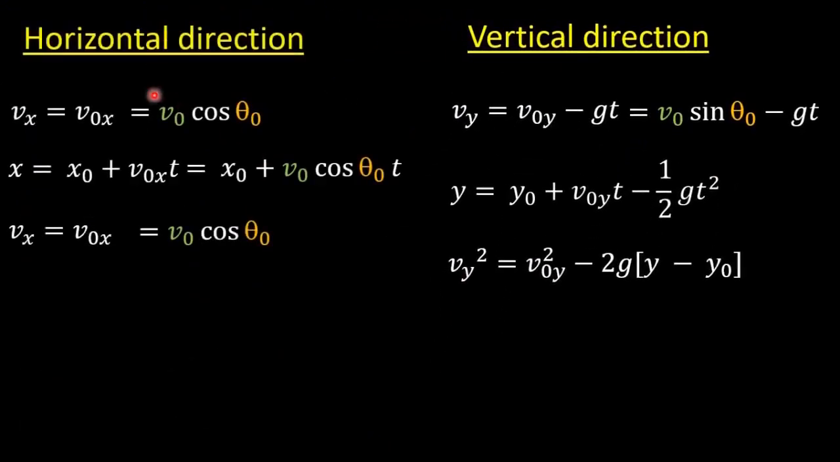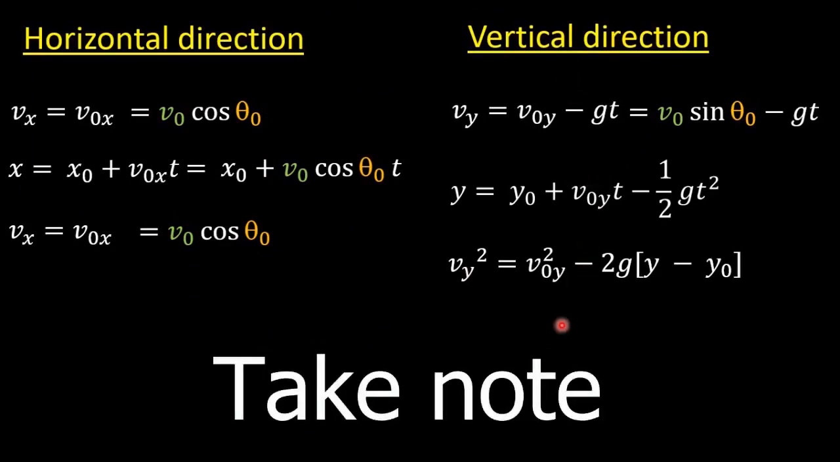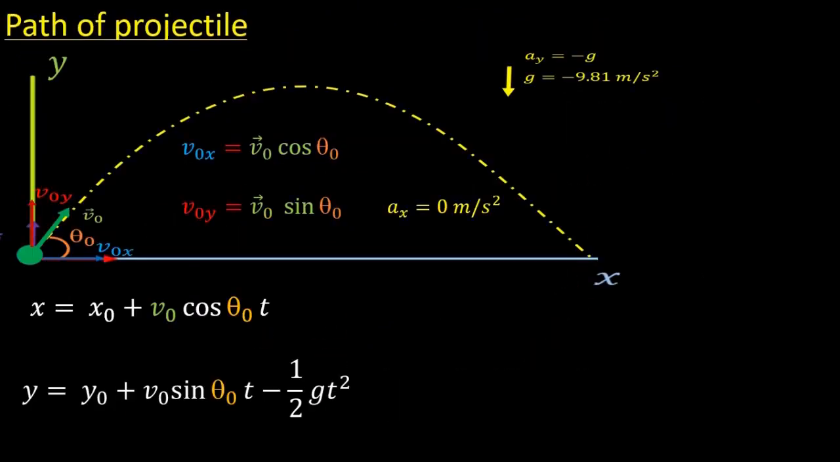So this is our equations in the horizontal direction, and these are our equations in the vertical direction. I'd make note of these because we're going to be using these quite regularly. Now if we talk about the path of the projectile, if we take our equations for the x position and the y position, we'll say x0 is 0, and we'll just be left with this. And then if we say y0 is 0, we'll just be left with that.